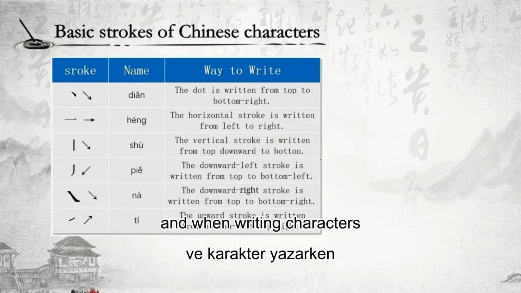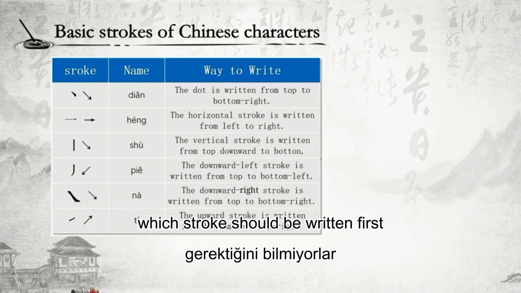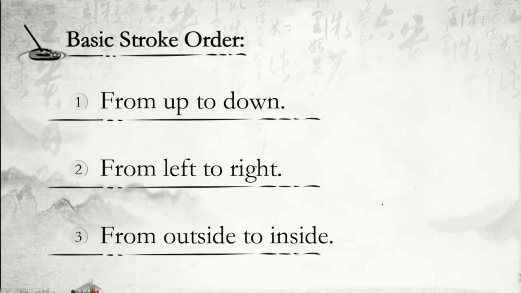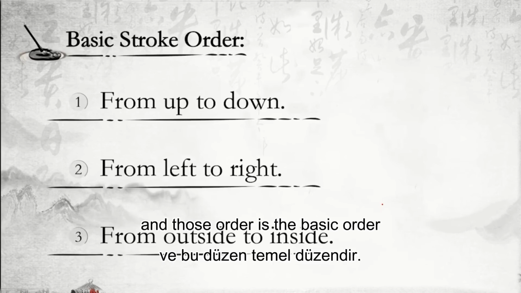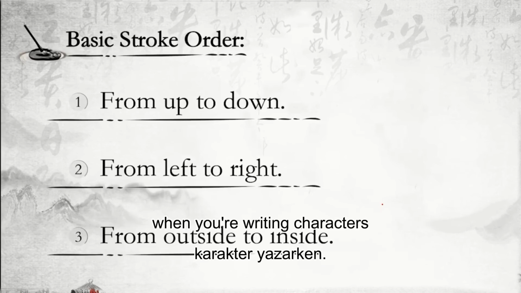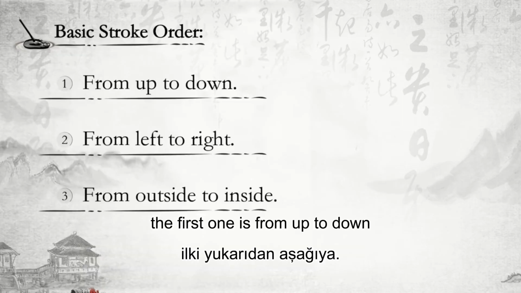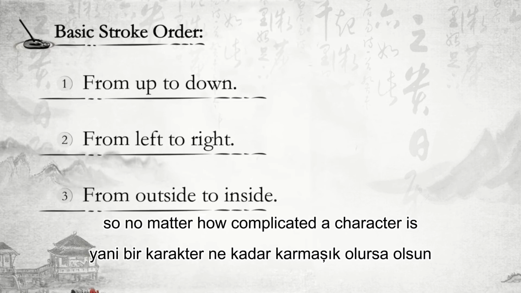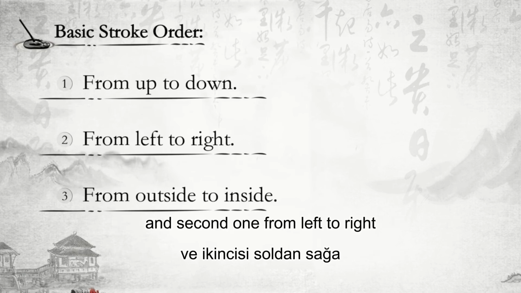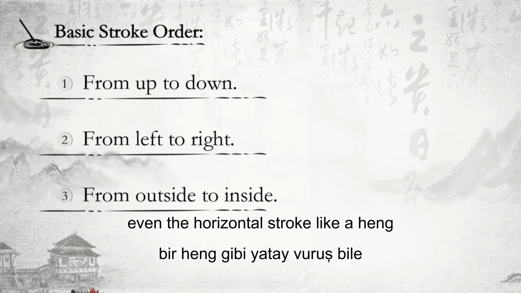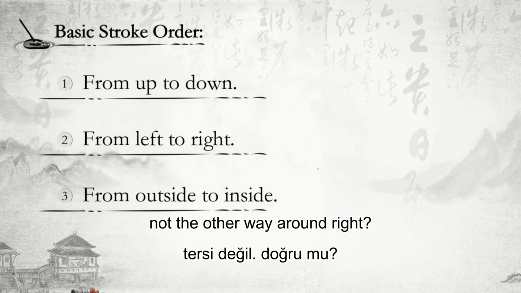And when writing characters, some students find it very difficult because they don't know which stroke should be written first and which one should be written later. Next, we're going to talk about the basic stroke order. And those order is the basic order. When you're writing characters, you should follow this order. The first one is from up to down. So no matter how complicated a character is, you should always write from up to down. And second one, from left to right. Even a horizontal stroke like a 横, you write it from left to right, not the other way around, right?